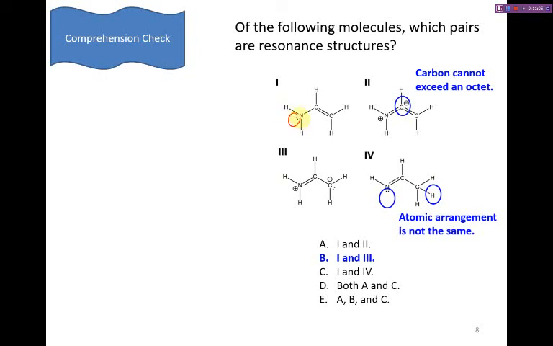We have a lone pair of electrons with a single bond and then a double bond next to it. We could draw those lone pairs moving here and then this moving there, and that gets us this structure here on the bottom.